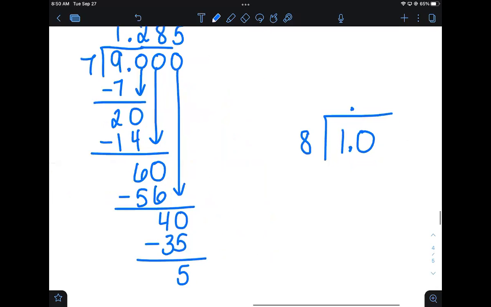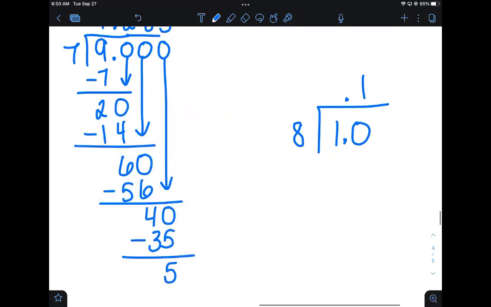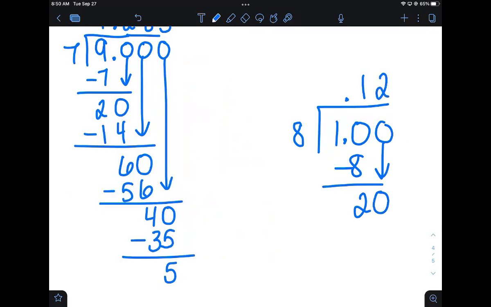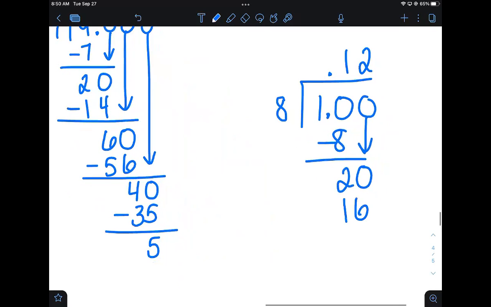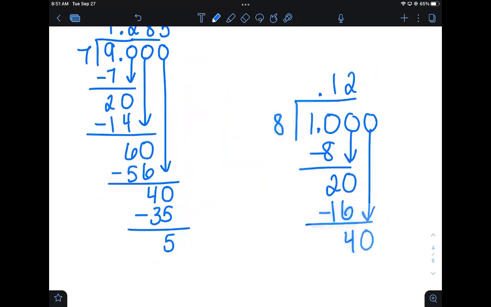Alyssa, how many times does 8 go into 10? Just once. Difference of 2. Drop down a 0. Justin, how many times does 8 go into 20? Twice. What is 8 times 2? 16. Awesome. That's a difference of 4. 4 is not bigger than 8, so I know he's right. Drop down a 0. 8 into 40. 5 times. What is 8 times 5?